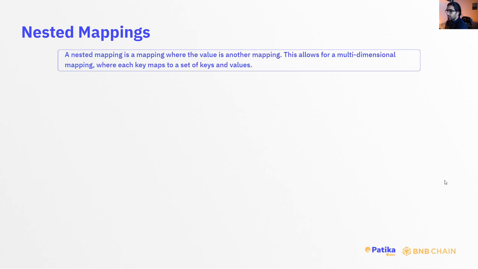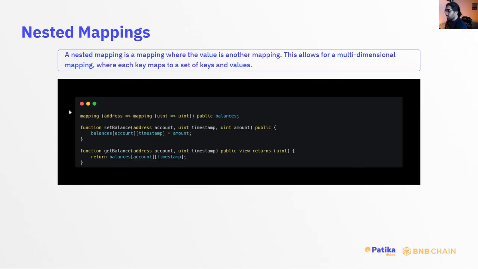So nested mapping, so let us see this as well. You don't need to use it everywhere, but there can be situations where you need to use nested mappings. So a nested mapping is a mapping where the value is another mapping. This allows for a multi-dimensional mapping where each key maps to a set of keys and values. So for example, here we have, let us start with this value. So we have a mapping as a value, and the key of this value is an address. Since we are using this mapping as a value, we call it a nested mapping.